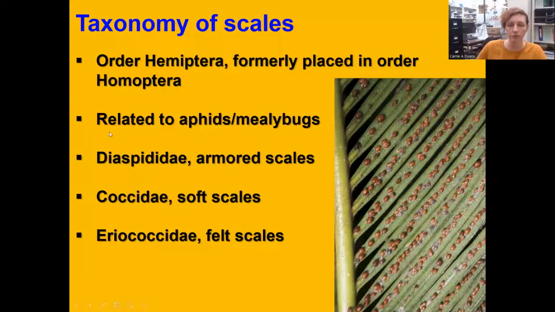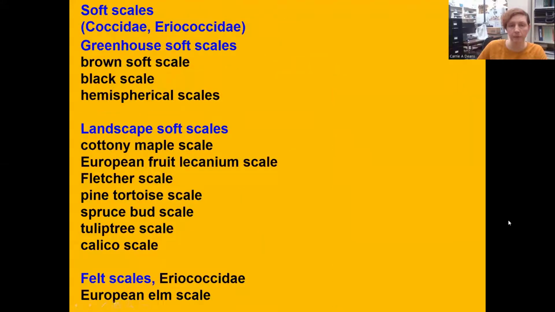There are three general types of scale insects. We have the armored scales, which are the family Diaspididae. We have soft scales, which are Coccidae, and then we have felt scales, which are the Eriococcidae family.